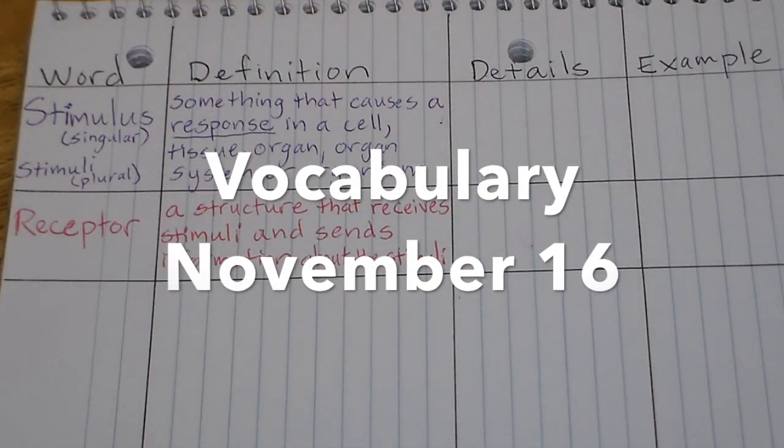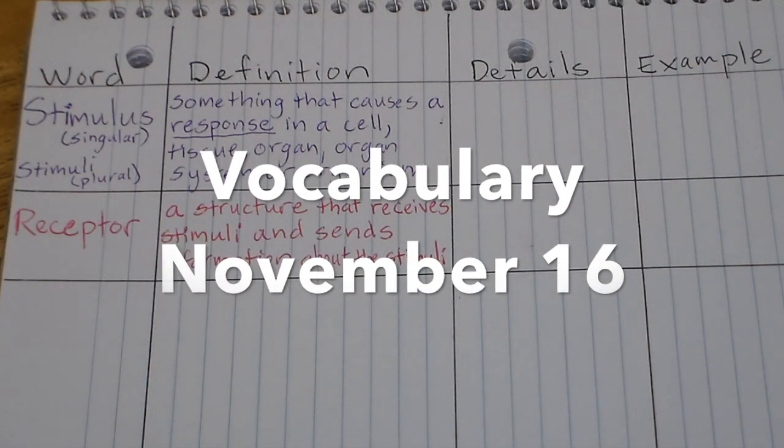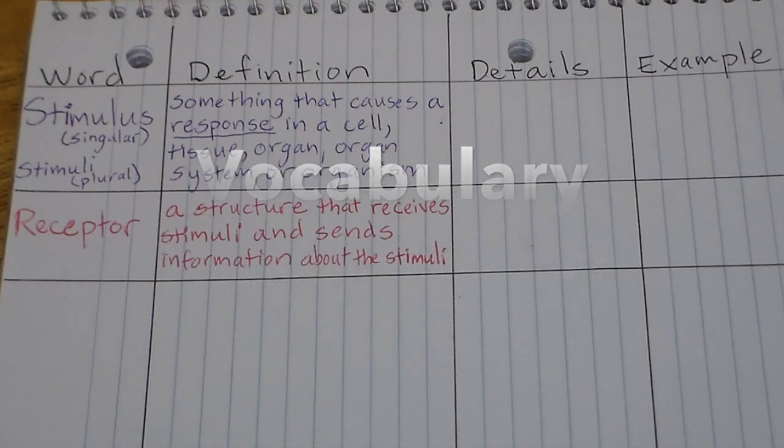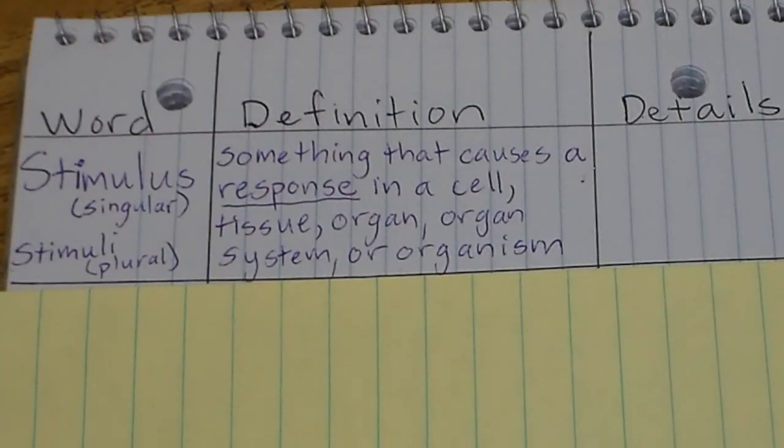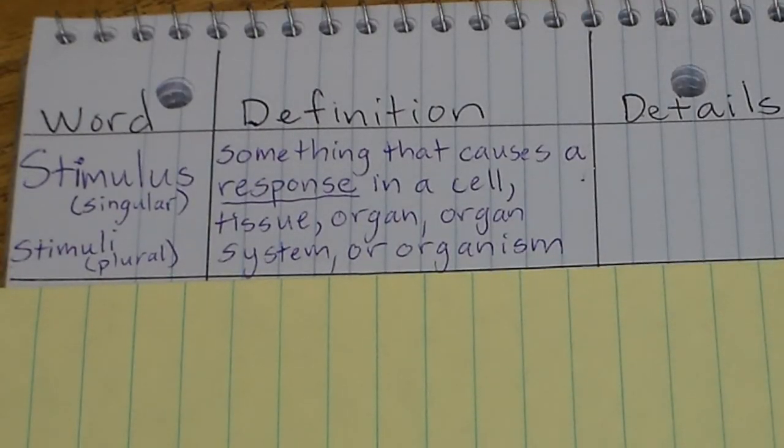It's Monday vocabulary time. We're just doing short vocabulary today since we've obviously spent most of the class doing our cell presentations. So we've got two words today, stimulus and receptor. Our first word has two different endings depending on if it's singular or plural, so I went ahead and put them both in the word box.